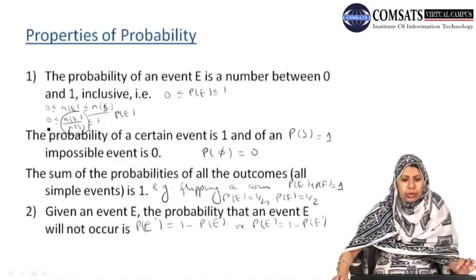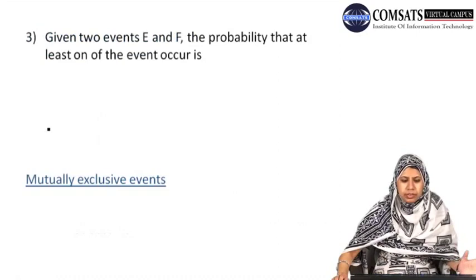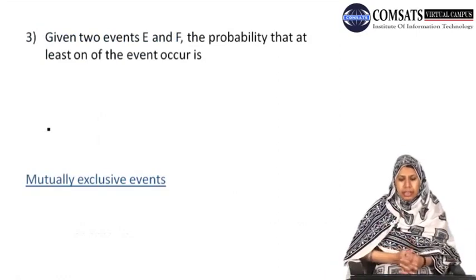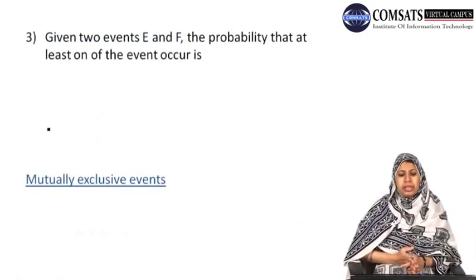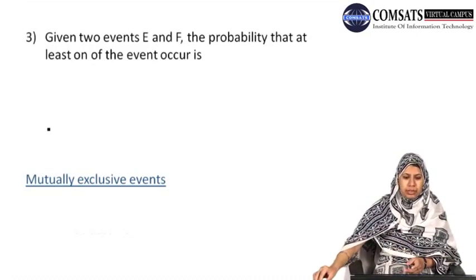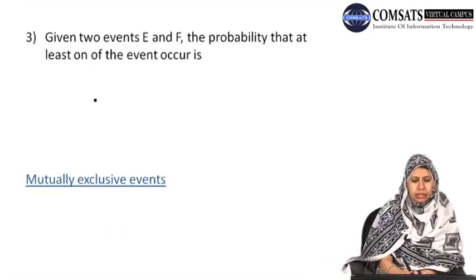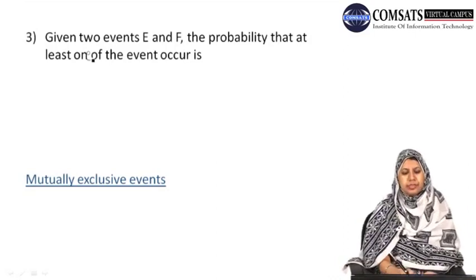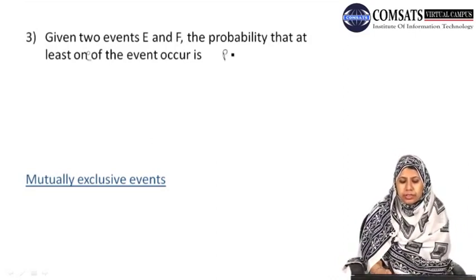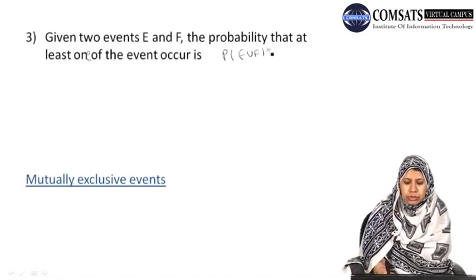Now we want to know, given two events E and F, what will be the probability that at least one of the events occurs? At least one of the events occurs, that is, what is the probability of the union of these two events?